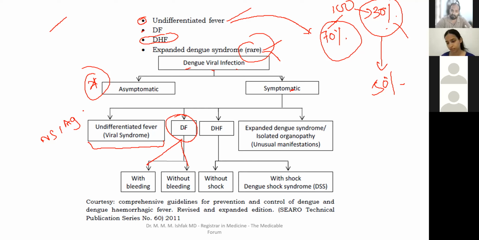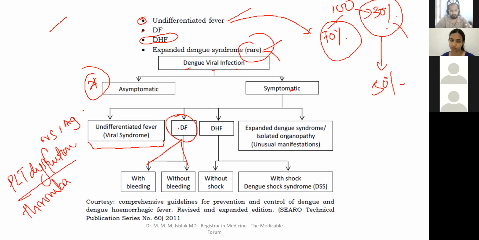The main pathogenesis is because there is a platelet dysfunction. Now that is called thrombasthenia. So platelet dysfunction. So most dengue fevers don't bleed, but sometimes they can come with bleeding. Now when they go into plasma leakage, they can present without shock or with shock.